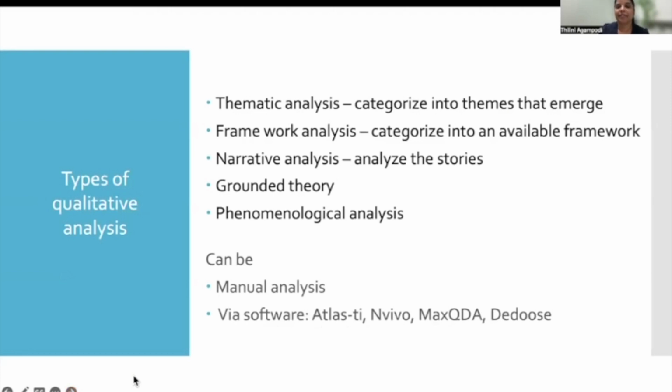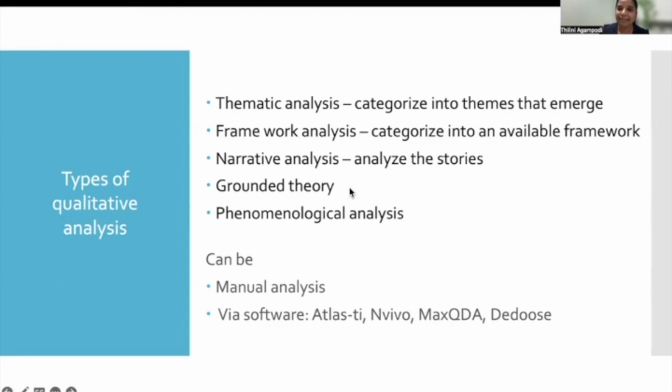Right. Now, so you have your data, right? The transcripts are available, written or typed documents are available. Then you have to conduct analysis. Again, there are numerous ways to analyze qualitative data.